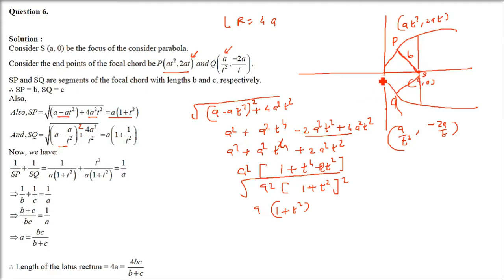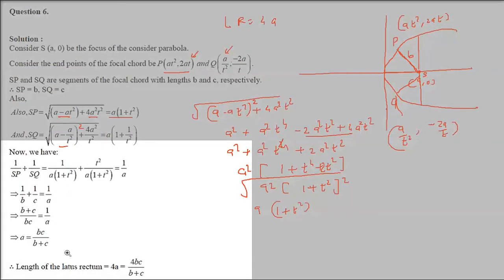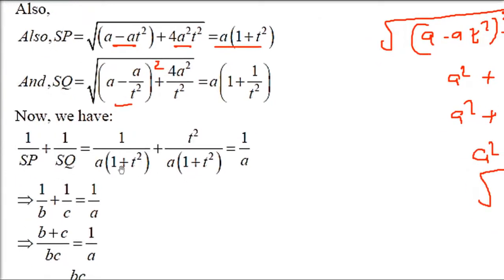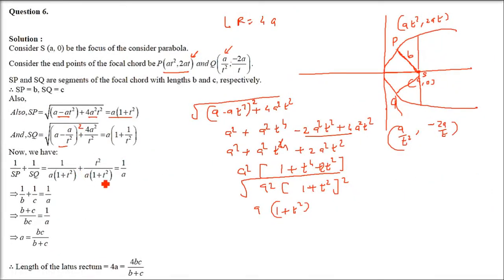Now see, this 1 by SP and 1 by SQ, why are we doing it? In the explanation I have told you that we need some kind of result and we want to eliminate this 1 plus t square term. So for 1 by SP and 1 by SQ, you can take 1 by a into 1 plus t square common. Inside it 1 by t square will come, and this you can cancel, so only 1 by a. That is why we have taken P and Q like this.